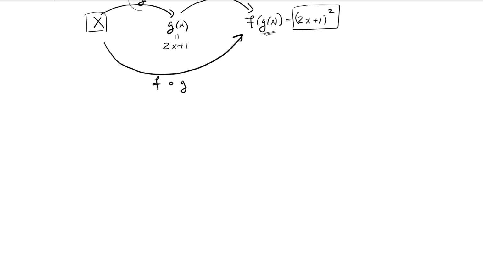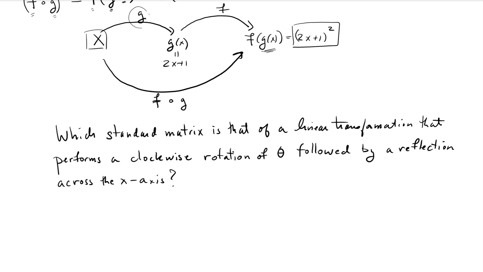So let's try to answer the following problem. Which standard matrix is that of a linear transformation that performs a clockwise rotation of theta followed by a reflection across the x-axis? So what is that question about? First of all, there's a new word here, standard matrix, that I didn't define in previous videos. If I have a linear transformation, I can write it in the form of a matrix times x, with x being the vector of unknowns, and that matrix is the standard matrix.